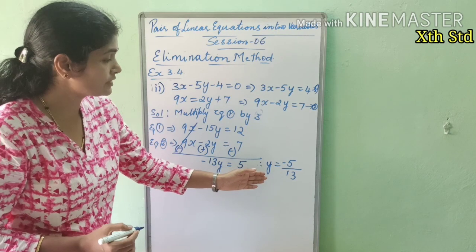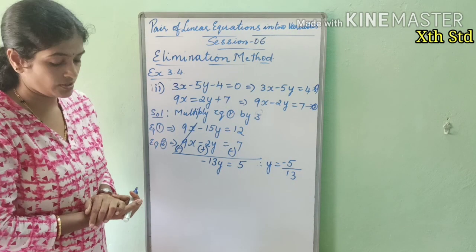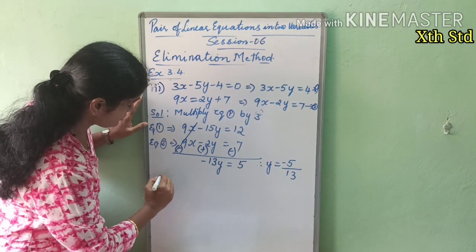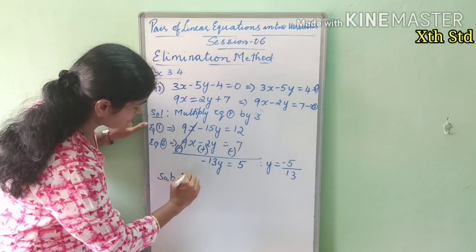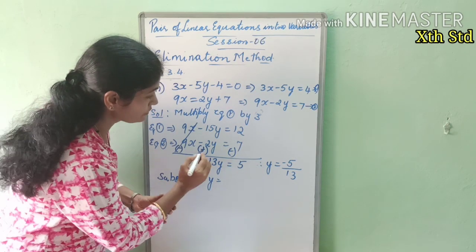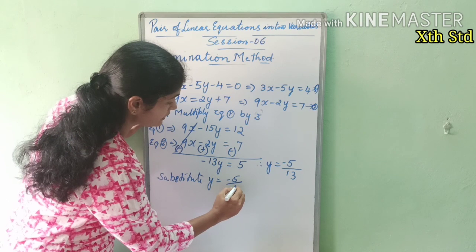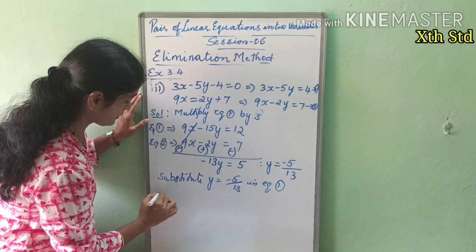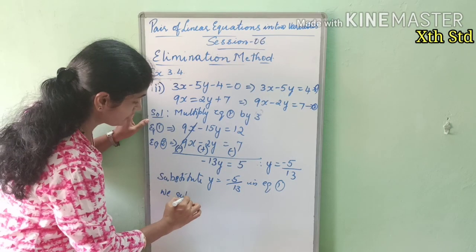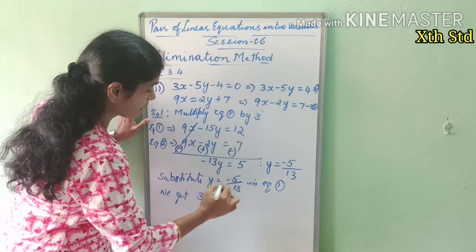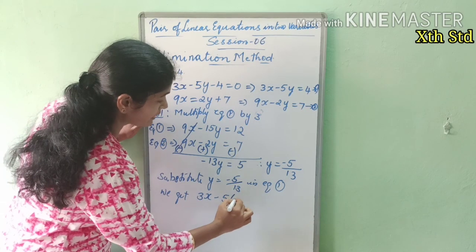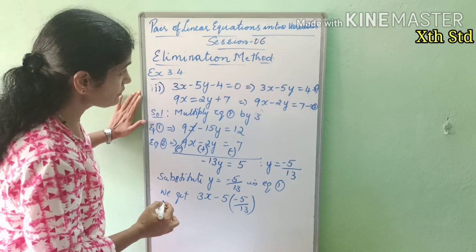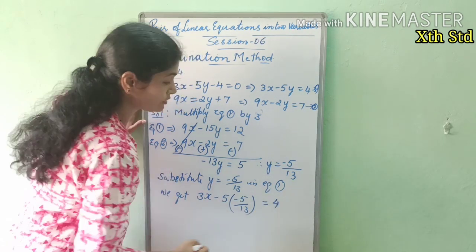Now substituting this variable in any one of the equations. Therefore, substitute y equal to minus 5 by 13 in equation 1. When we are substituting here, we get 3x minus 5 into y. Y is what? Minus 5 by 13. Correct? Minus 5 by 13 is equal to 4.